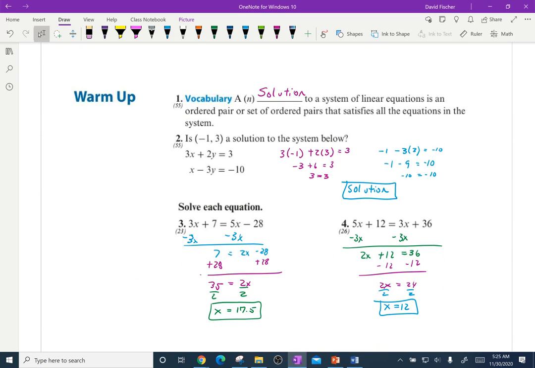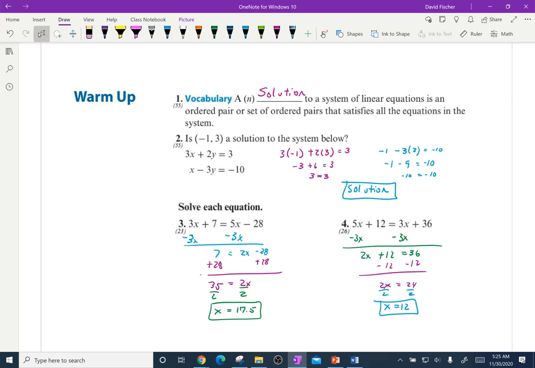Here are my answers and my work showing how I got my answers. I hope you did okay. Number 3 and number 4 are very critical today. How do I get the x by itself? Or sometimes the y, if I have two variables. I can choose. Today we're going to have two variables.